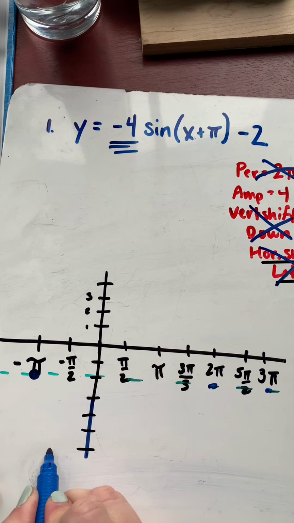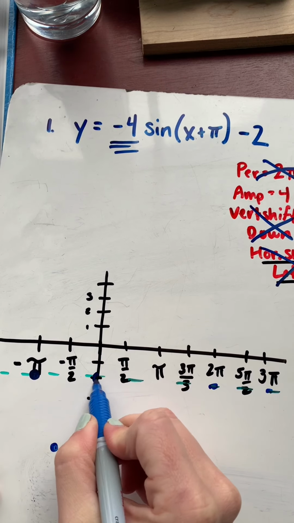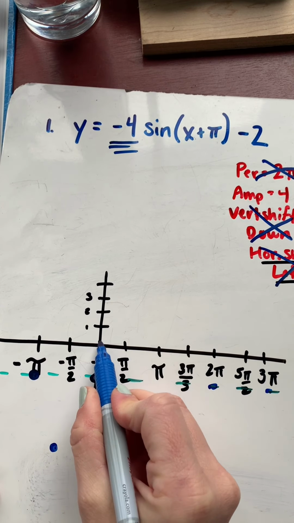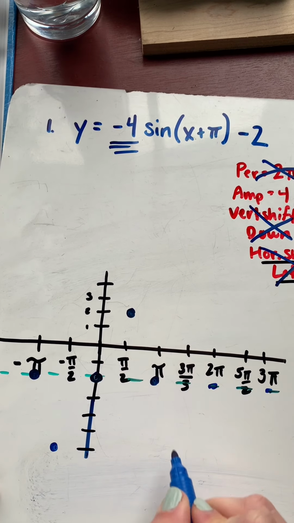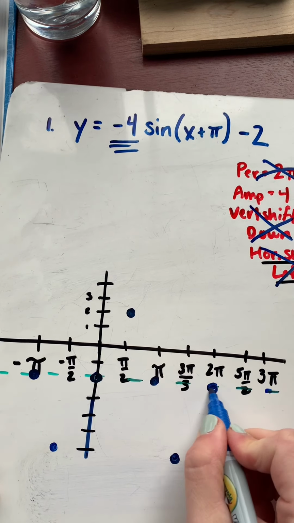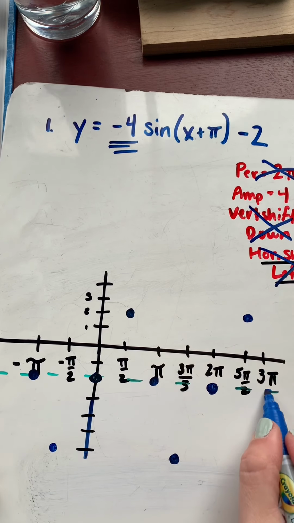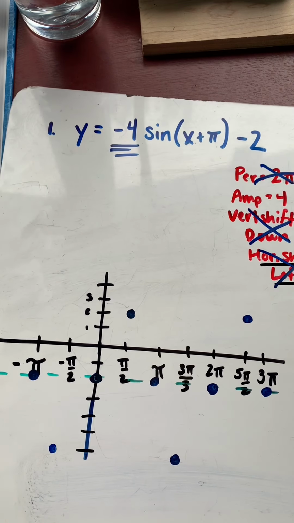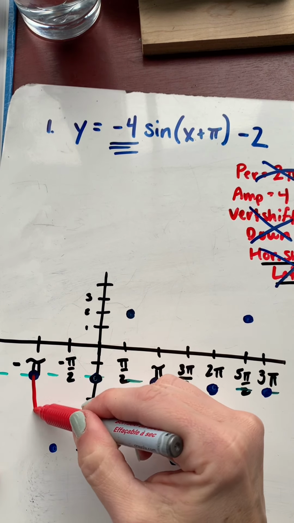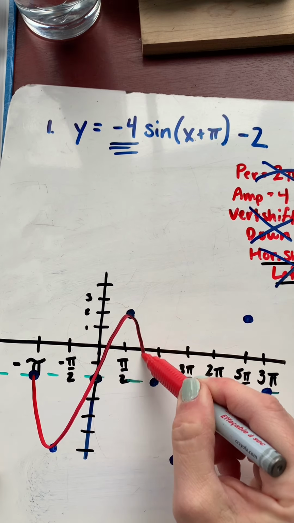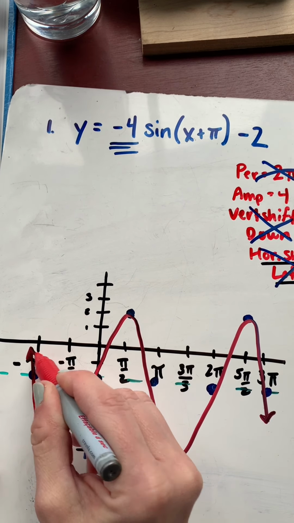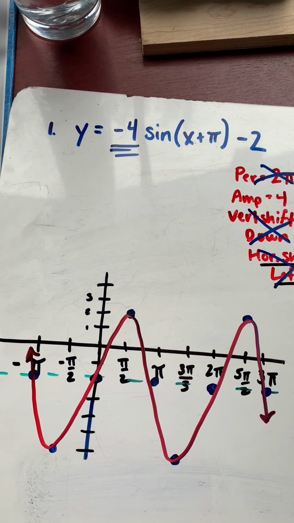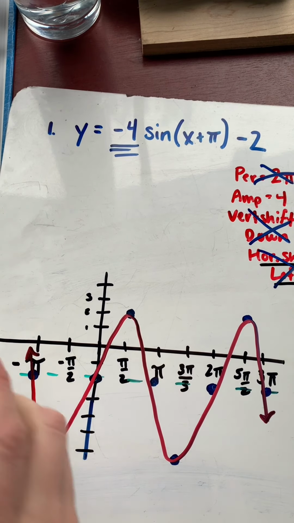So I'm going to go down 4 spaces, up 4, 1, 2, 3, 4, up 4 again, and back to the new axis. Down 4 to the axis, up 4 to the axis. Put that all together. And there's 2 periods of sine. All right, let's try another one.